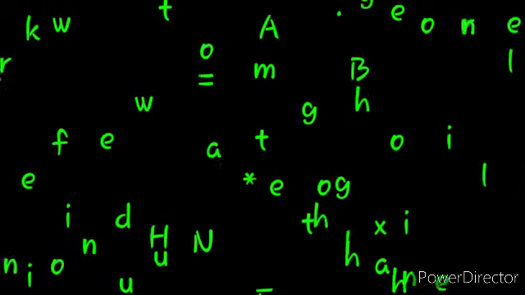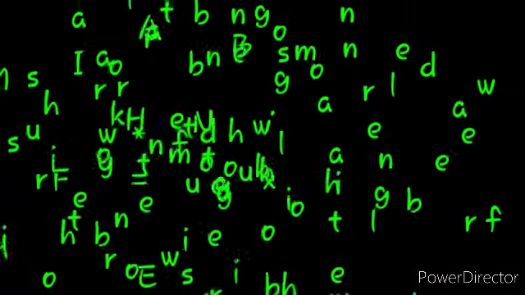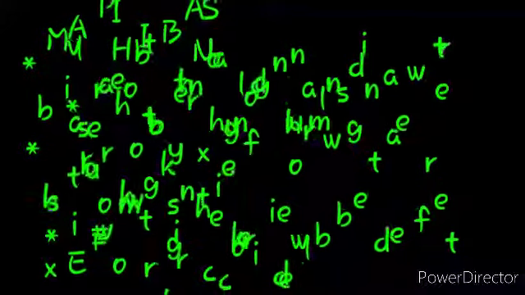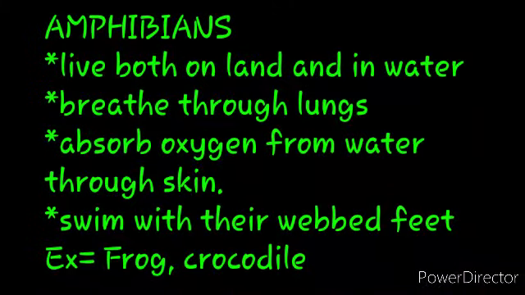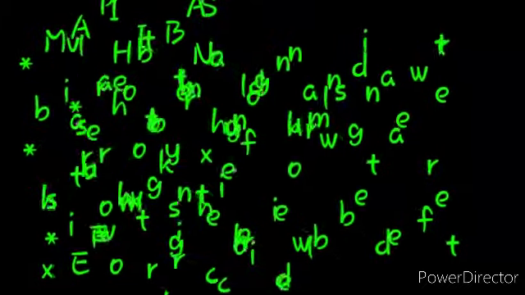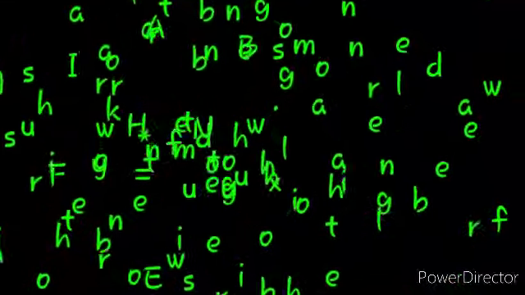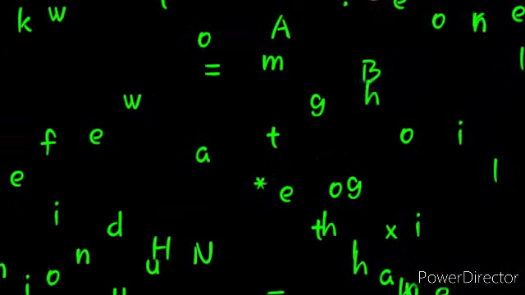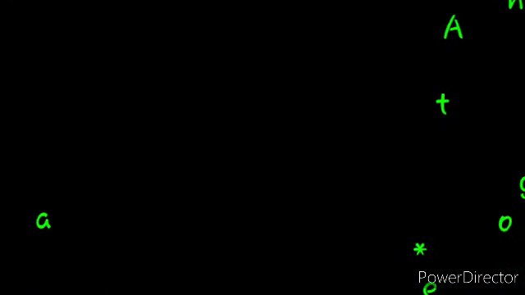Now let us discuss amphibians. Amphibians live both on land and in water. Frogs, toads, and salamanders are examples of amphibians. Amphibians use their lungs to breathe when they are on land. When amphibians are in water, they absorb oxygen from the water through their moist skin. They swim with the help of their webbed feet. Frogs have a long and sticky tongue. They use it to catch insects.